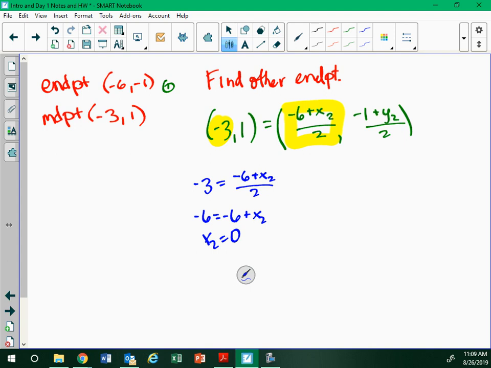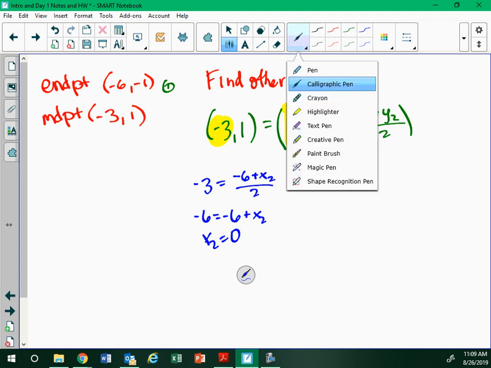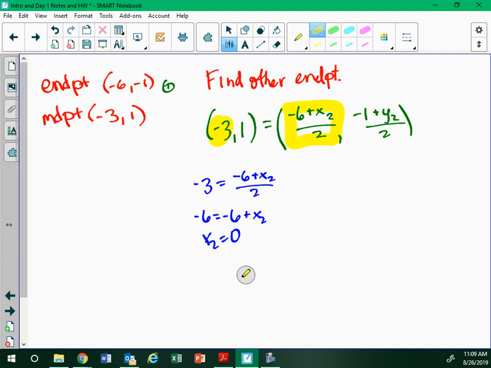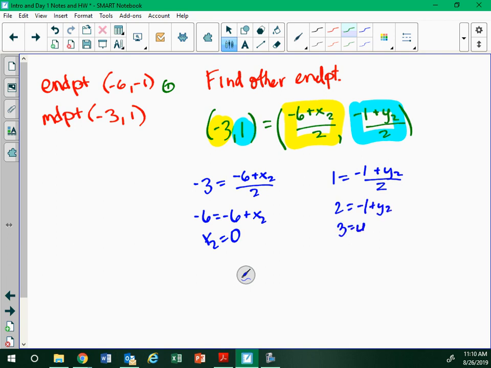And then we just repeat with our y. We really have two equations in one here. Here's my y value, here's my y equation. 1 equals -1 plus y sub 2 over 2. And then here we solve for y. Multiply by 2, add my 1, and now I've got my x value and my y value.